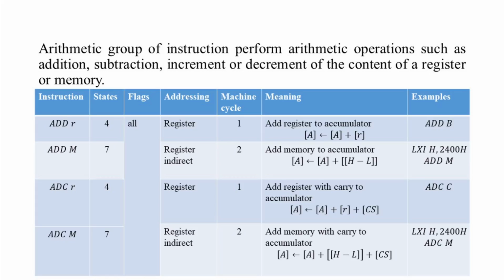Here, in the first section, the states are for the first instruction. The addressing is register addressing, machine cycle is 1, and the flags are all. Flags all means that it's an arithmetic operation, so all flags are affected. All status flags represent the conditions.